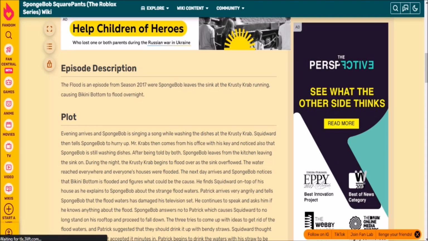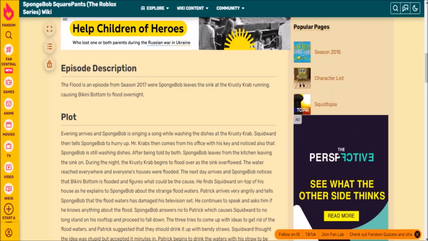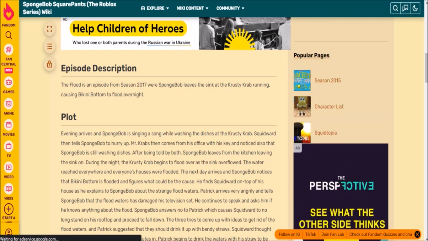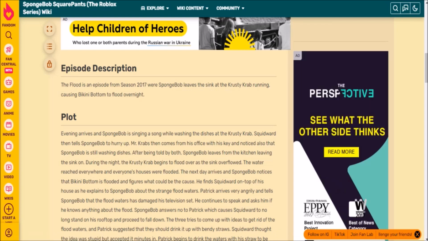Squidward then tells SpongeBob to hurry up. Mr. Krabs then comes from his office with his key, and notices that SpongeBob is still washing dishes. After being told by both, SpongeBob leaves the kitchen, leaving the sink on during the night. The Krusty Krab begins to flood as the sink overflows. The water reached everywhere, and everyone's houses were flooded.